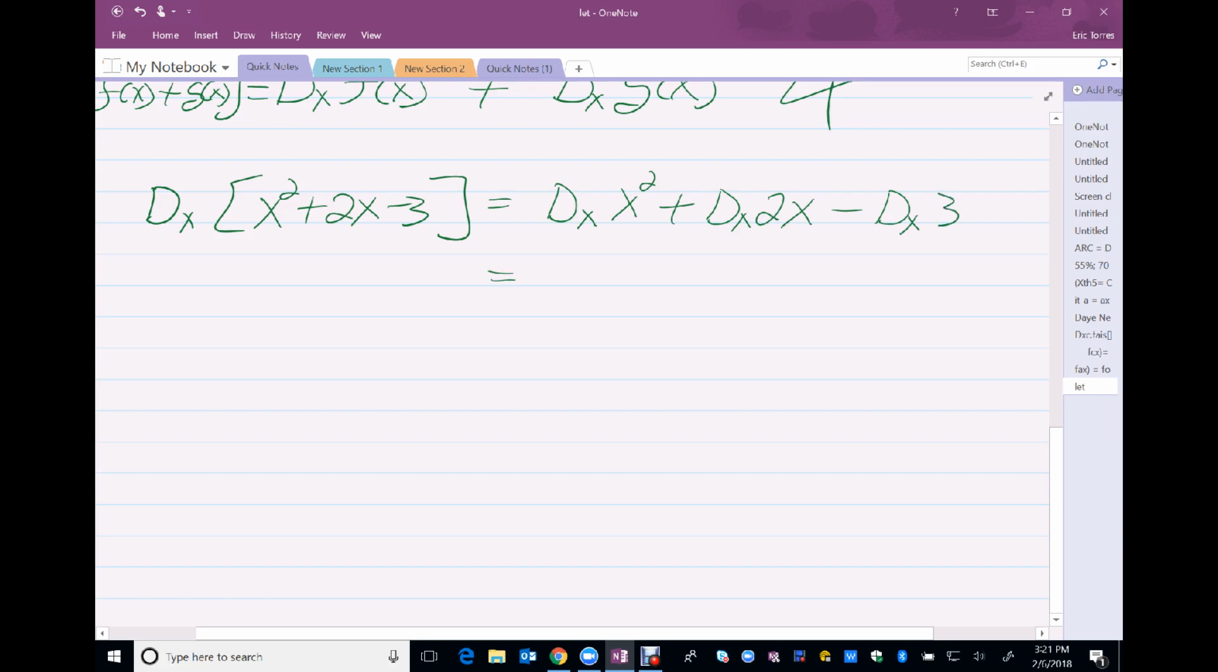So it allows me to take the derivative term by term instead of having to apply any property that applies to each and everything combined. So that's the power of this property.